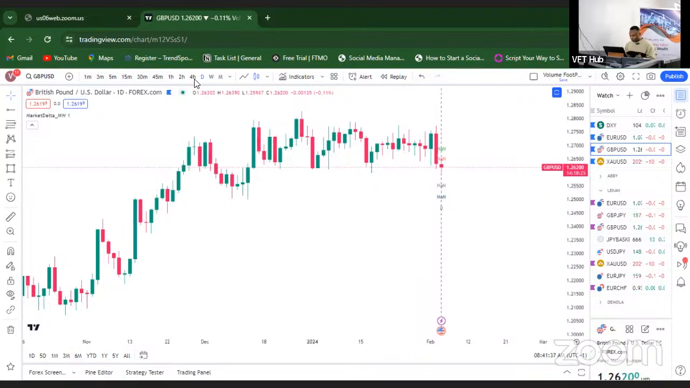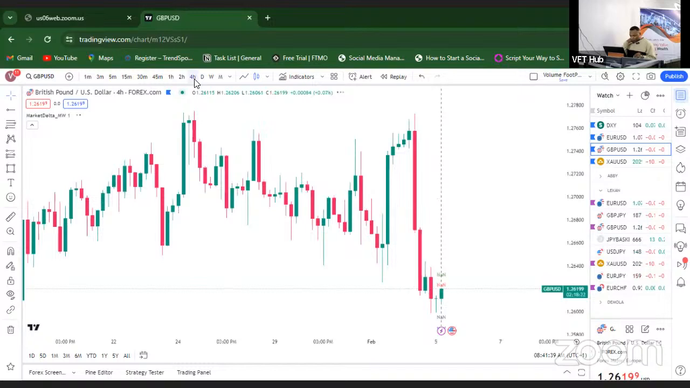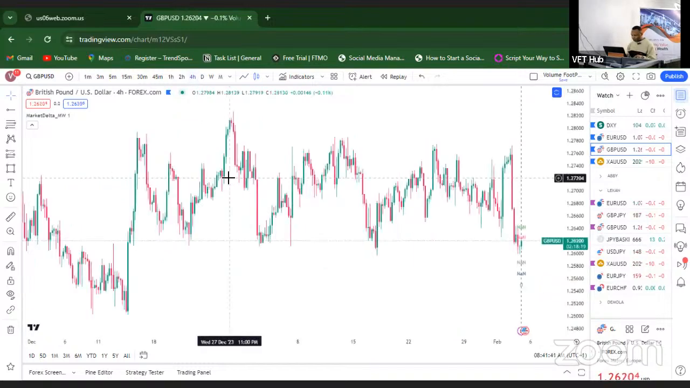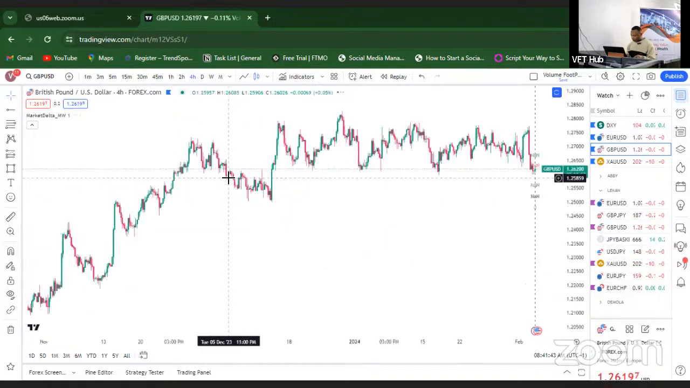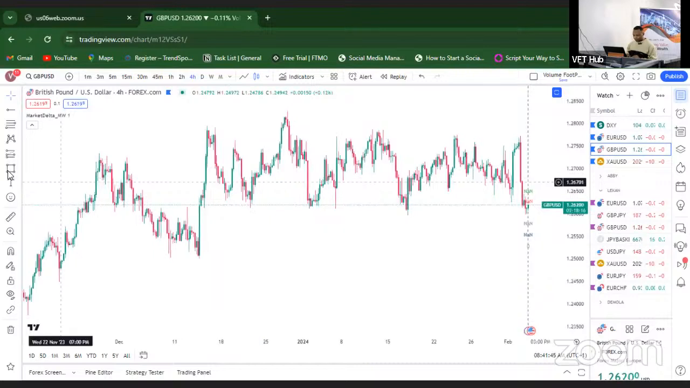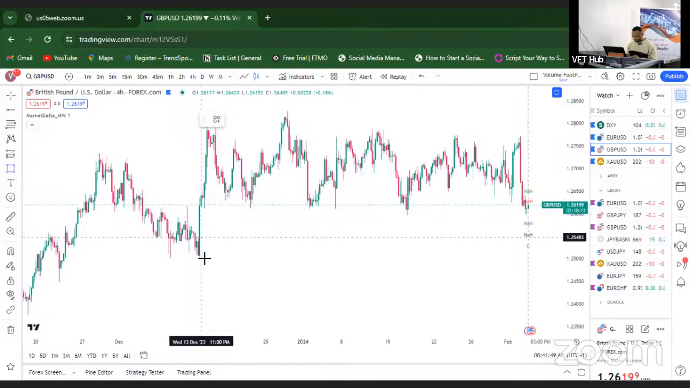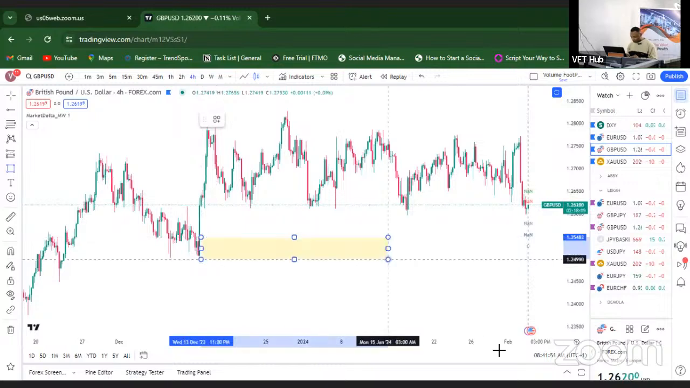Okay, so looking at the 4-hour time frame also, we want to see GBP USD break out of this range. Look at how clear it is on the 4-hour time frame. Now, if you remember a couple of weeks ago, we had a point of interest right here that GBP USD has shied away from, which is this other block residing right here.